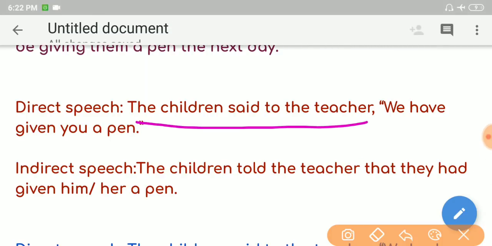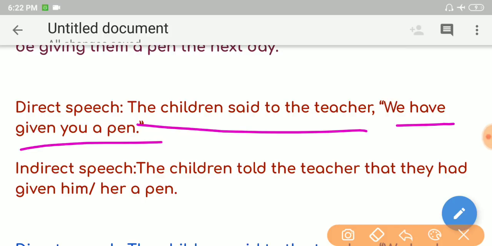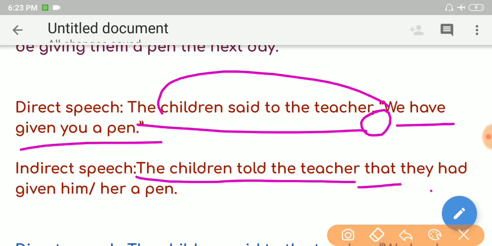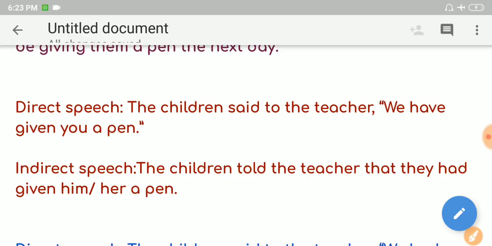At the same time, again another. The children said to the teacher, we have given you a pen. This is in present perfect tense. Again, past plus present perfect, putting a step back. Present perfect means past perfect. That is very simple, my dear friends. Indirect speech: the children told the teacher that we had given you a pen. Here that is used, comma removed, because of the assertive sentence. Again, we refers to the children. Children is plural. All plural nouns are to be considered as third person plural pronoun, so a plural pronoun is used in the place of we. And then have given changes into had given because we put a step back to the past. That means present perfect is there, so past perfect should be used, my dear friends.